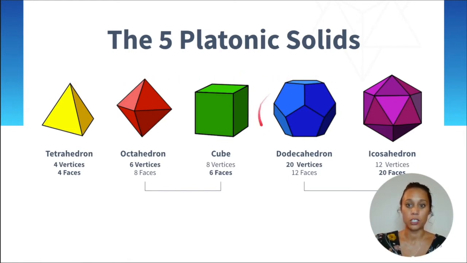Then we have the dodecahedron, and this one consists of pentagons. Obviously, you can see it, and it has 20 vertices and 12 faces, while the icosahedron has exactly the opposite: 12 vertices, so 12 points here, and 20 faces, and they consist of triangles. And that's quite amazing because we actually only have 3 shapes in total in 2D, the triangle, the square, and the pentagon, who make 3D space.